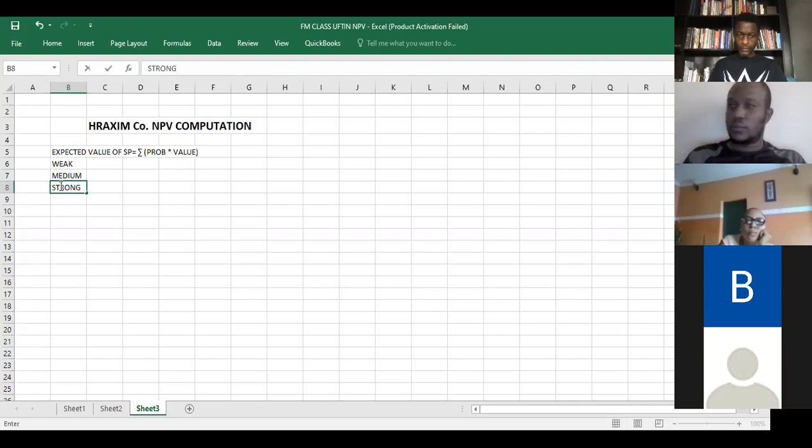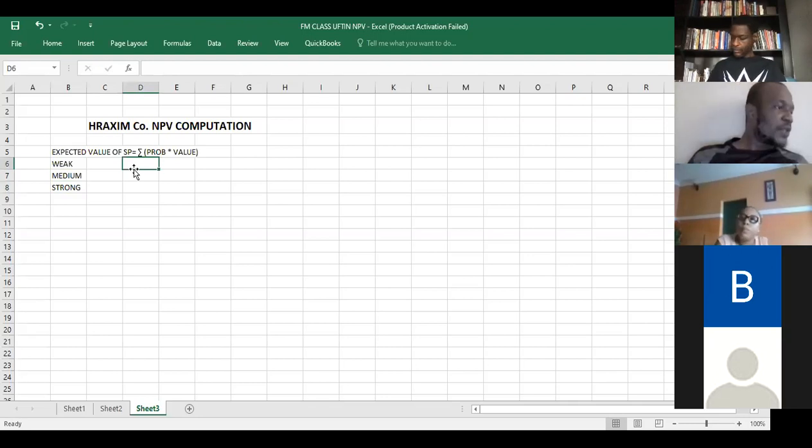Okay, so our probability for week is 35%, which is 0.35. Strong 50%. Sorry, medium. If you're using Excel, if you write 35%, it just recognizes it as 35%. Why I'm saying this is that sometimes one might just make the error. Yes, you just write 35.